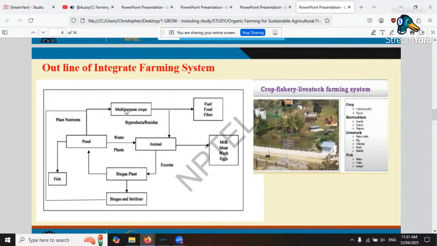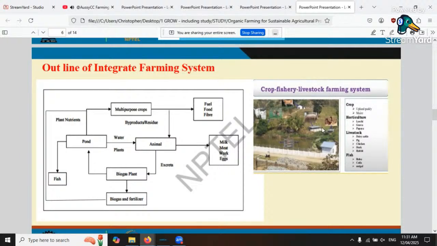So you have multi-purpose crops, which can feed fuel and fibre. They'll feed the animals, which you'll get all the milk, meat, eggs and work from. Animals will feed the biogas plant and biofertilizers, manures, and the pond will feed water and plants and fish and everything, cycling. There you go.